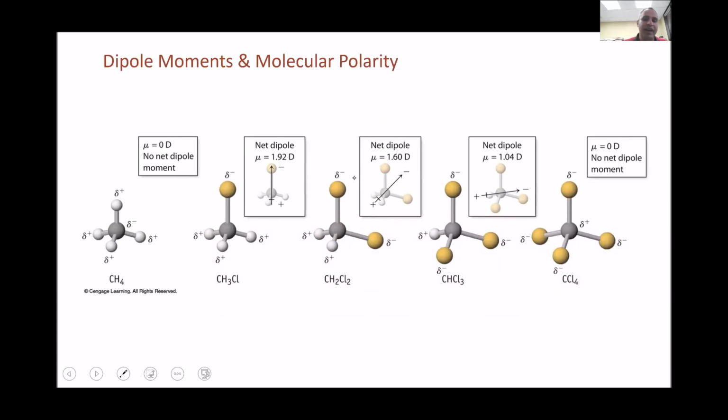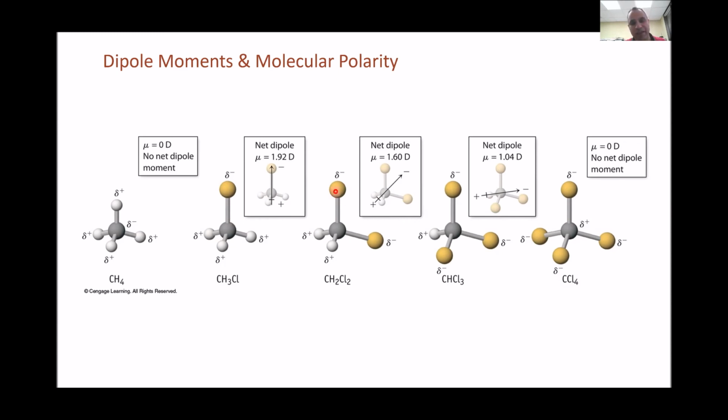Same thing if you look at this series of compounds here. For methane, the bonds are symmetrically oriented around the central carbon atom. So even if there is a dipole moment along each one of these bonds, they will cancel each other and the molecule will be nonpolar. If you replace one of the hydrogens with chlorine, you will clearly have a different dipole moment along the carbon-chlorine bond in comparison to the other three bonds. As a result, they will not cancel each other and the molecule will have an overall dipole moment along this direction and will become polar.